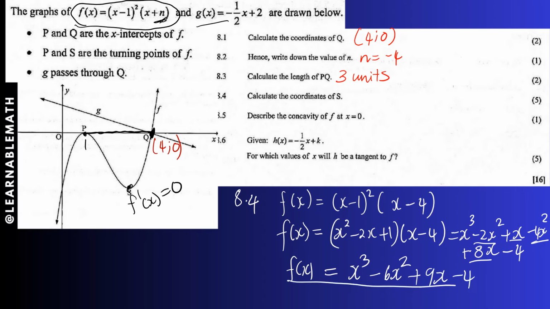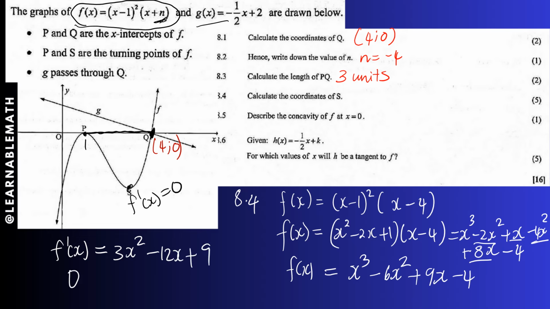Then when our equation is like this, we can now find the first derivative. We differentiate, and it's going to be 3x² - 12x + 9. This is equated to 0, because our first derivative must be equal to 0 as we are trying to solve for those turning points. So we have 3x² - 12x + 9 = 0.